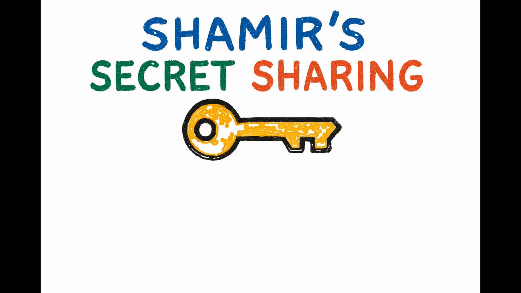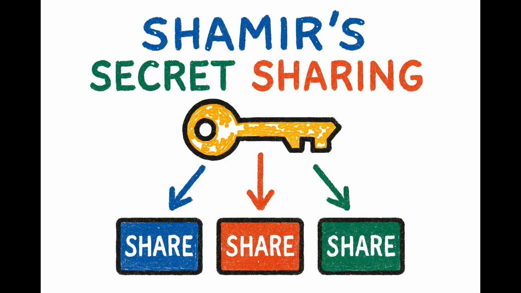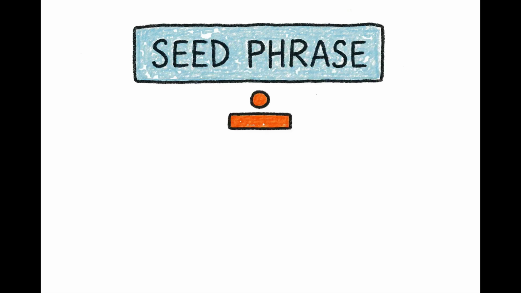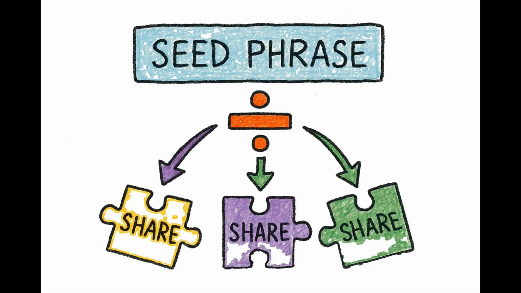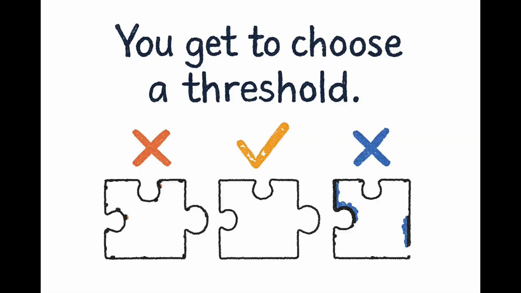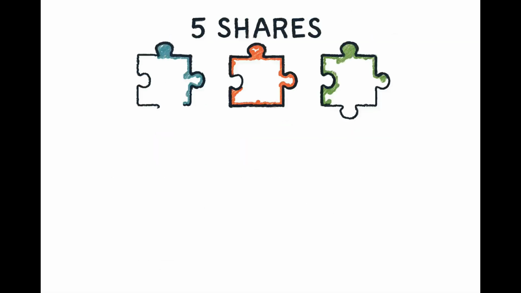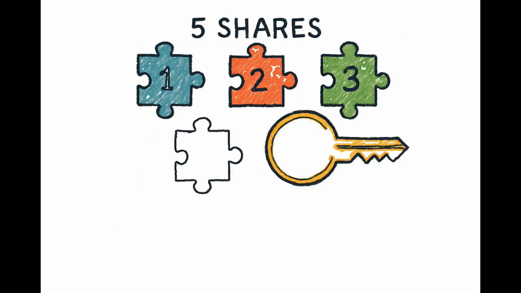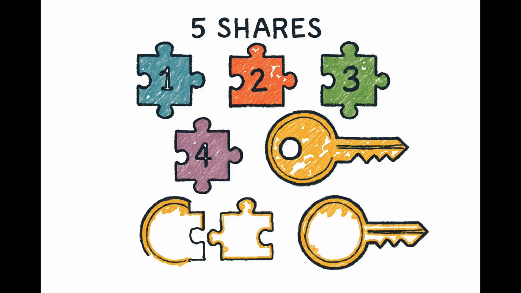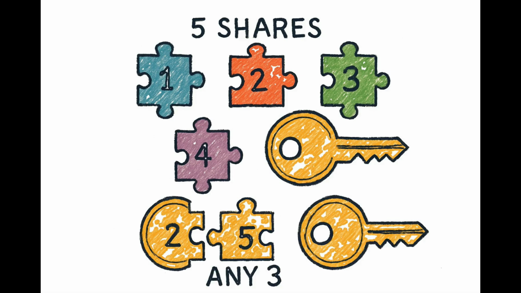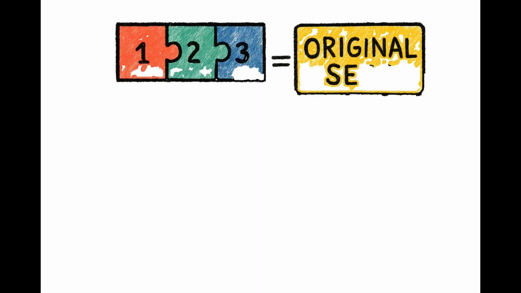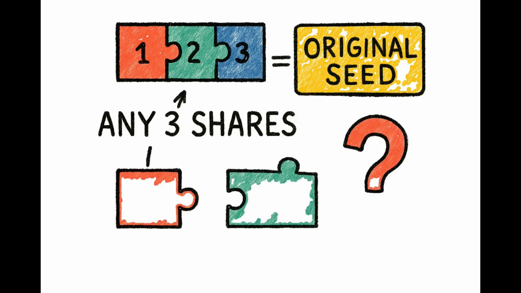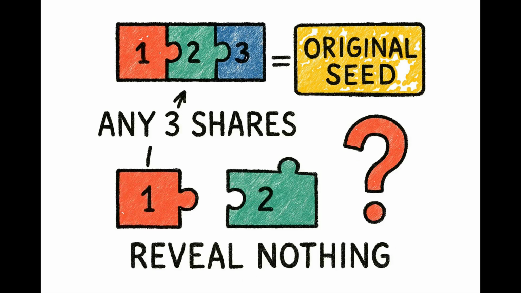The first method is called Shamir's Secret Sharing. It's a mathematical way to split one seed phrase into multiple pieces, called shares. You get to choose a threshold. For example, you could split your key into 5 shares and decide that any 3 of them are required to put it back together. Any 3 shares can reconstruct the original seed, but 2 shares, or 1, reveal absolutely nothing.